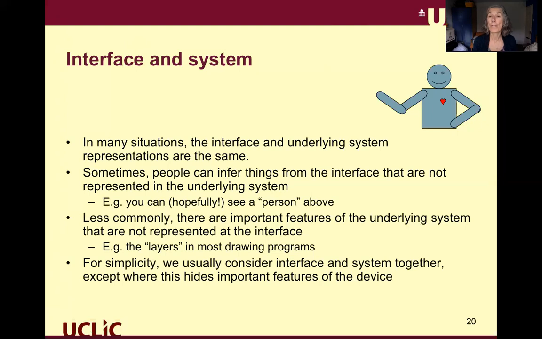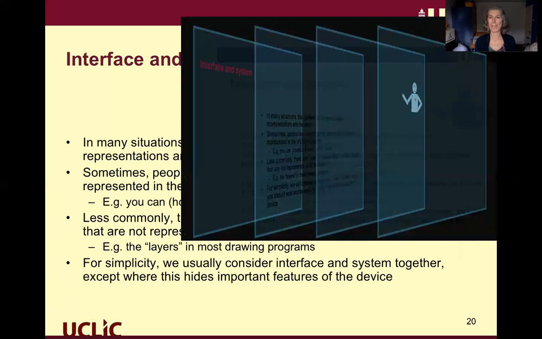Less commonly, there are important features in the underlying system that are not represented at the interface. So in many drawing programs where things are layered one upon another, it's very hard to work out the ordering of those layers. As I was preparing this talk, I thought about how things are layered in PowerPoint. And actually there is a way that you can access the layers. For this particular page, they look like this. You can see a layer at the back that has the title, and then a second layer that has the body text, and then the third layer has the little person. And I confess, I don't even know what's on the fourth layer there. I'd have to manipulate them to work out what it's doing.